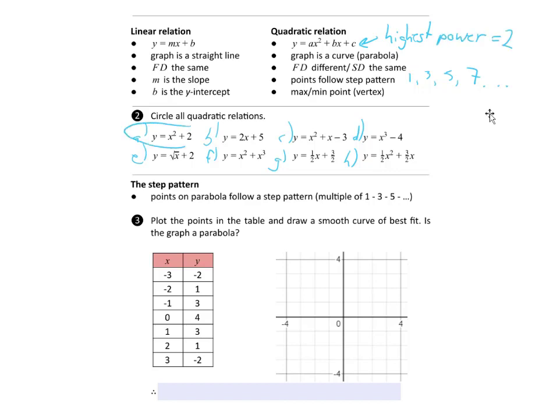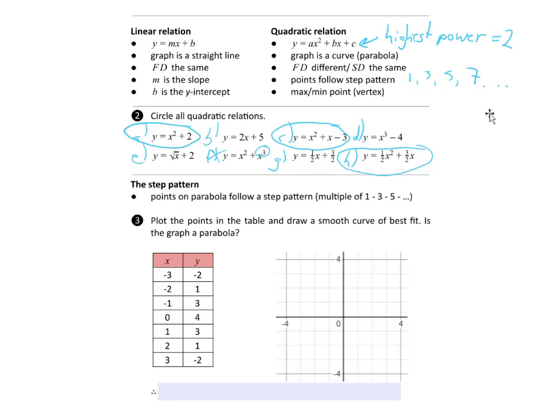So your answer should be A, C, not D because that's a power of 3. For B it won't work because we don't have a power of 2. E, we don't have a power of 2. This is actually a power of 1/2. We have a power of 3, so this is not one of them. F is not a quadratic relation. We don't have x to the power of 2 anywhere in G. And H. H is technically a quadratic relation.